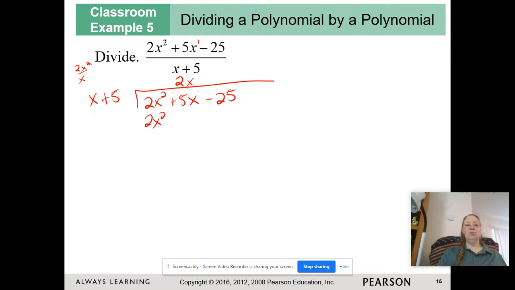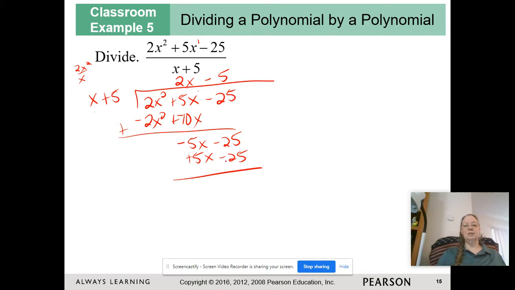Now I have to multiply my 2x times my 5. Don't forget to distribute. And we are going to change the signs, and then we are going to add. So this has to cancel out. If it doesn't cancel out, you messed up. And bring down the negative 25 and divide. So that gives me negative 5. And change the signs and add. Okay, so you get 2x minus 5.